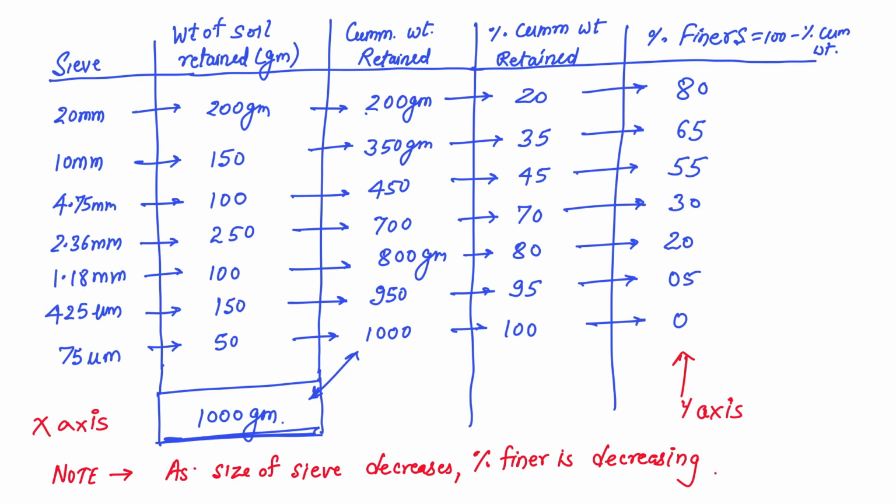If the percentage finer is 80%, that means 80% of particles are smaller than this size. For 75 micron, the percentage finer is 0, which means 0% of particles are smaller than 75 micron. In the same way, for 4.75 mm, I can say that 55% of particles are smaller than 4.75 mm. So that is what is meant by percentage finer. Now let us move ahead and plot the curve.